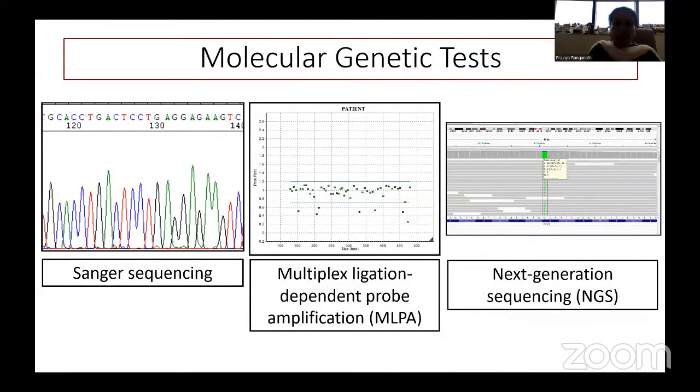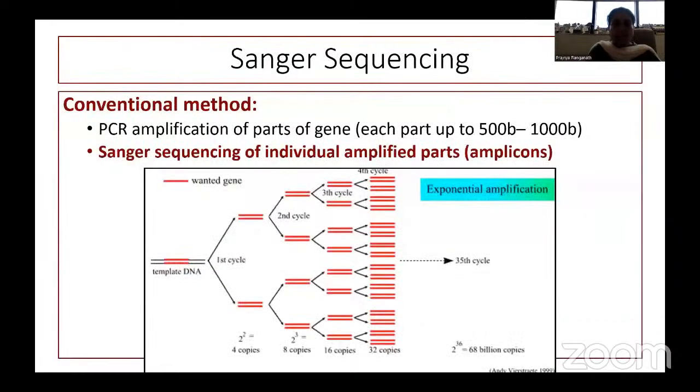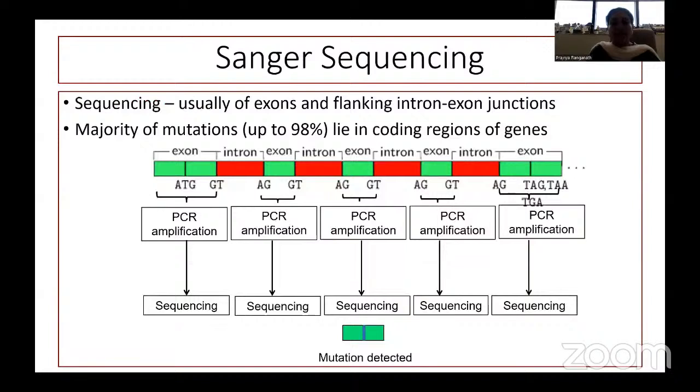So molecular genetic testing, again, there are so many different types. The main ones would be Sanger sequencing, MLPA, that is multiplex ligation dependent probe amplification, and next generation sequencing. Sanger sequencing is the conventional method which has been around for a long time, where you do PCR amplification of individual exons of the gene, and then you sequence these individual amplified parts, because majority of the mutations lie in the coding regions of the genes or in the flanking exon-intron junctions.